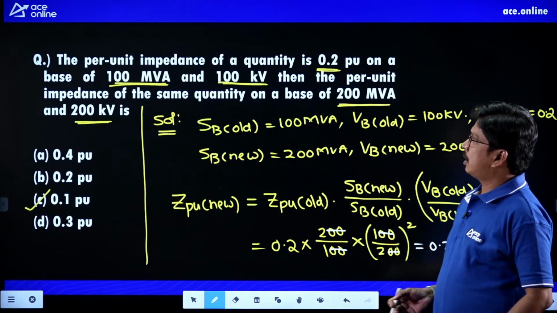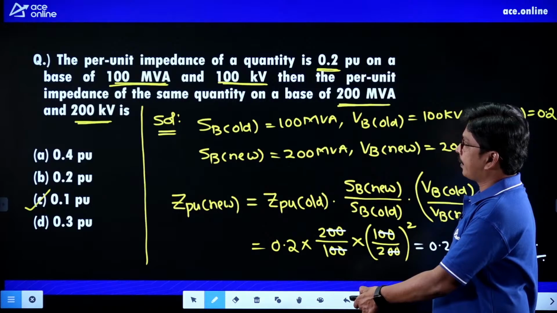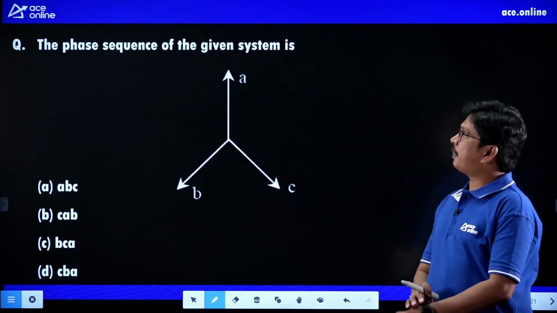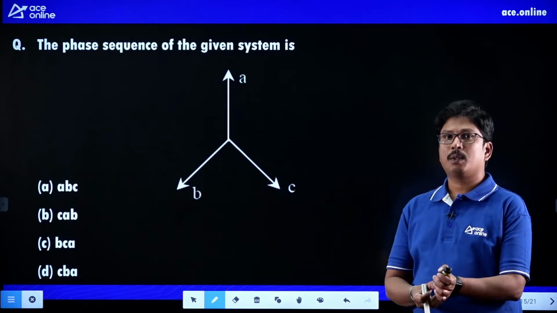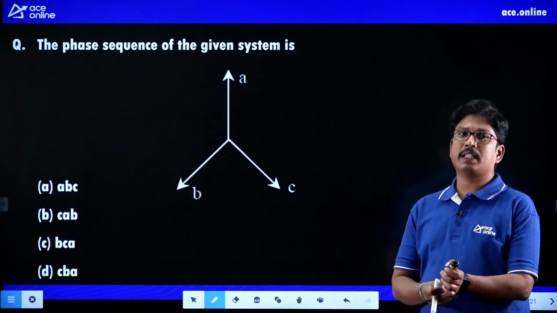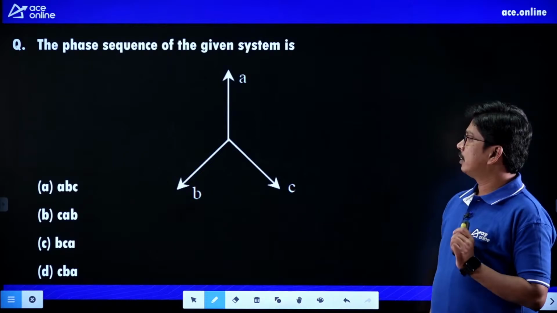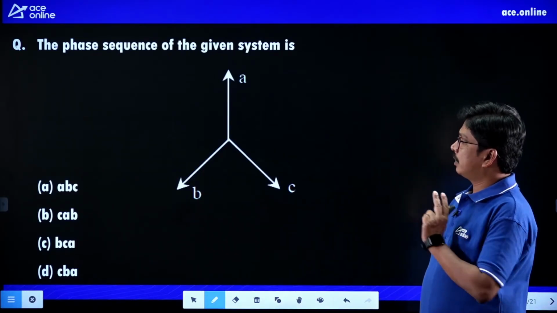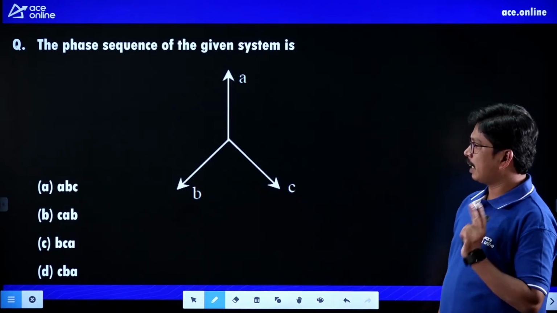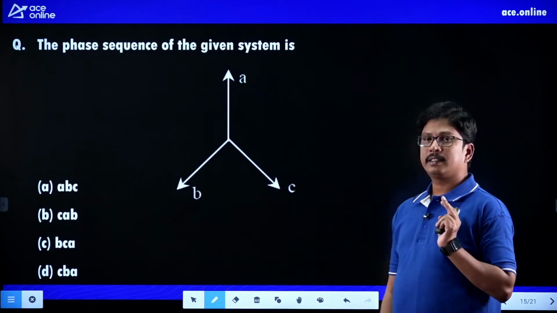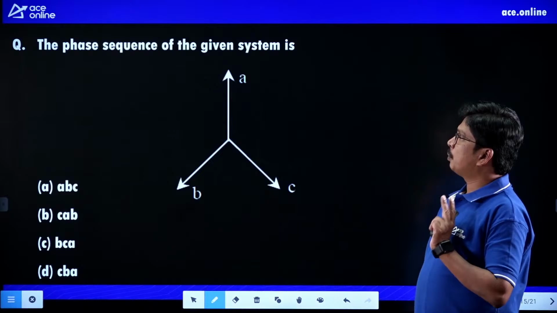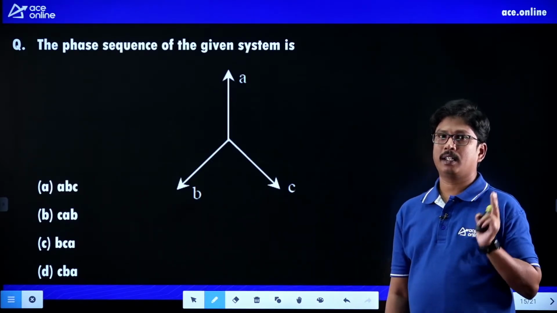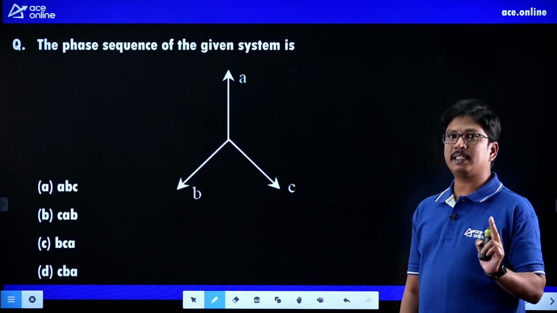Now we'll see the next thing here. Just tell me what is the phase sequence of the given system. A, B and C are given here, and the 4 options are given: ABC, CAB, BCA and CBA, and they are asking what is the phase sequence of the given system. Now tell me how to find the phase sequence.